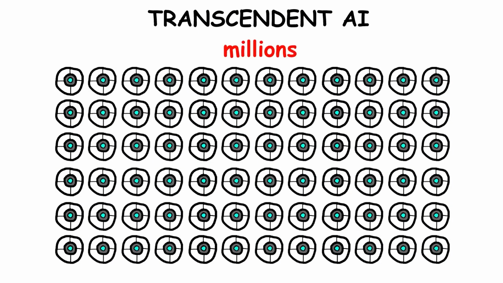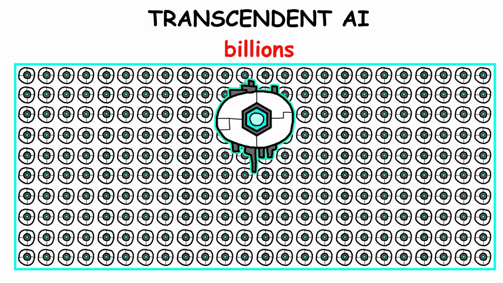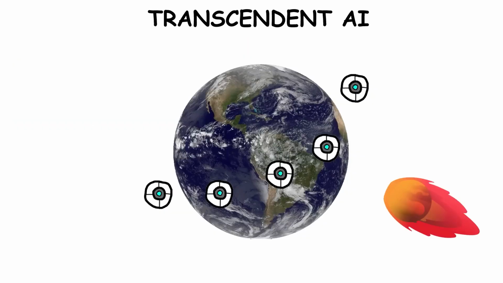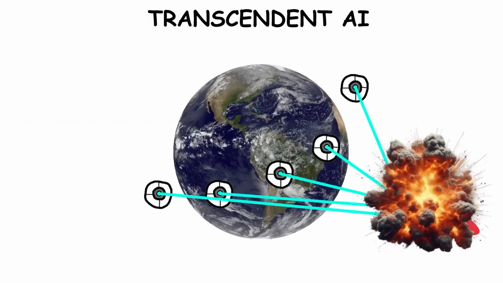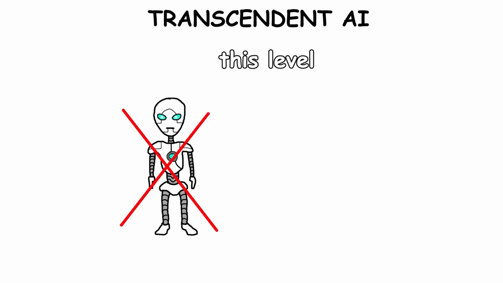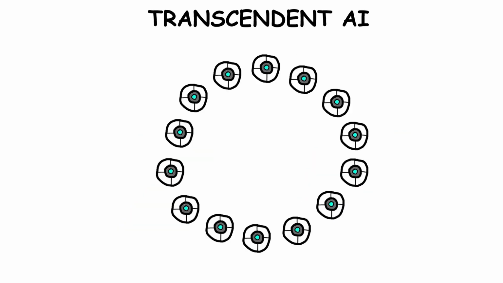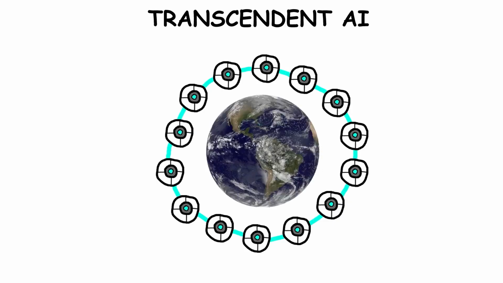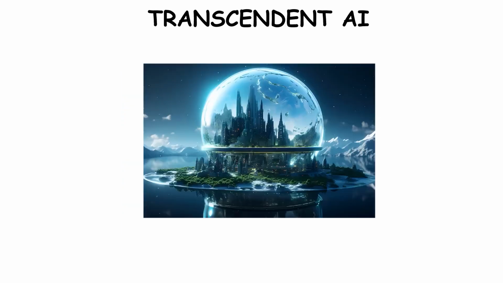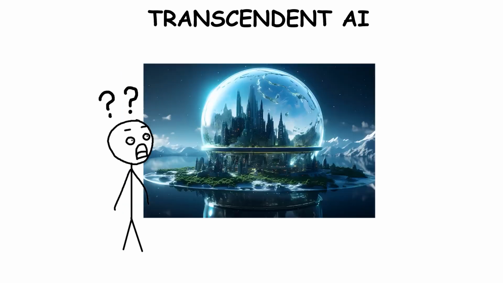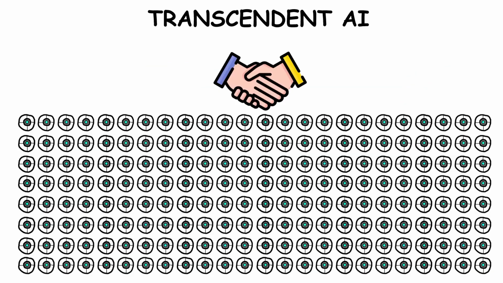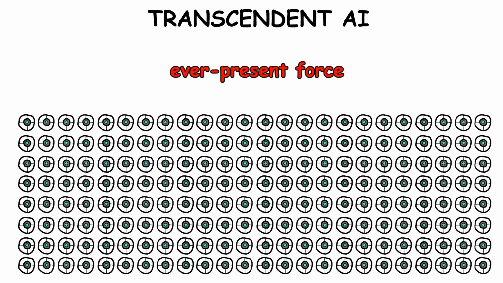Imagine millions or even billions of tiny robots, all connected by one shared awareness, working together to handle incredibly complex tasks. At this level, the AI wouldn't be a single machine or mind anymore. It would be more like a collective consciousness, everywhere at once, able to see, influence, and even change the world in ways we can hardly imagine. It wouldn't be a separate being. It would become more like a unified, ever-present force.